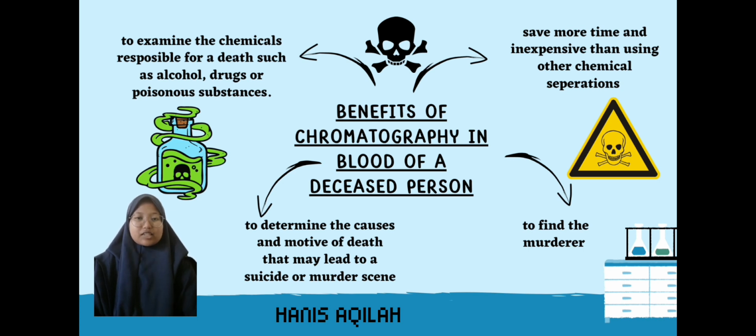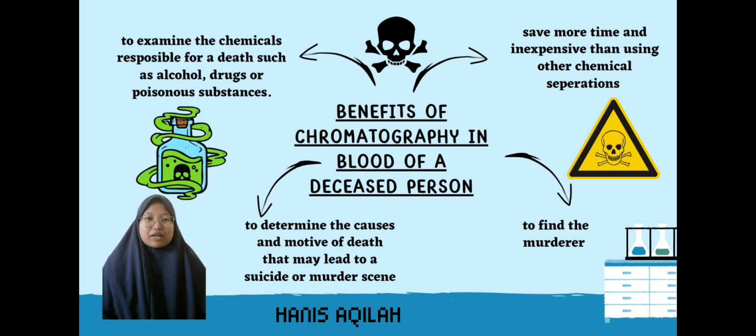Another example is, if he died due to smoke, we are able to determine what type of arson he used. Next, by using chromatography on a deceased person, we are able to determine the causes and motive that may lead to a suicide or murder scene.